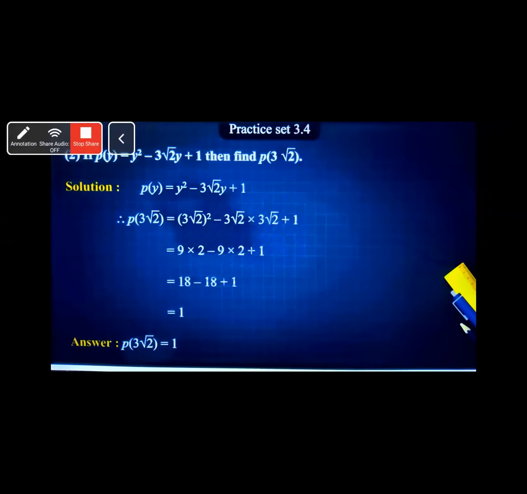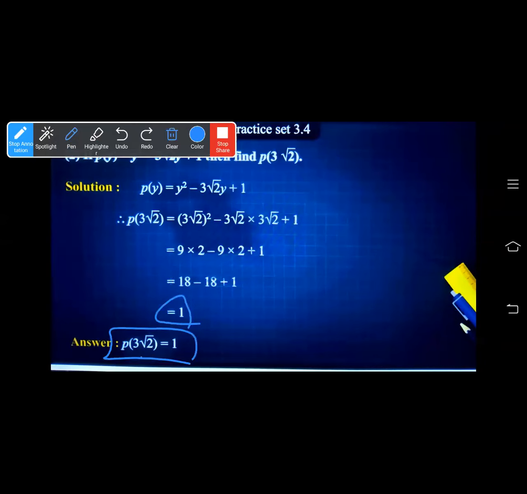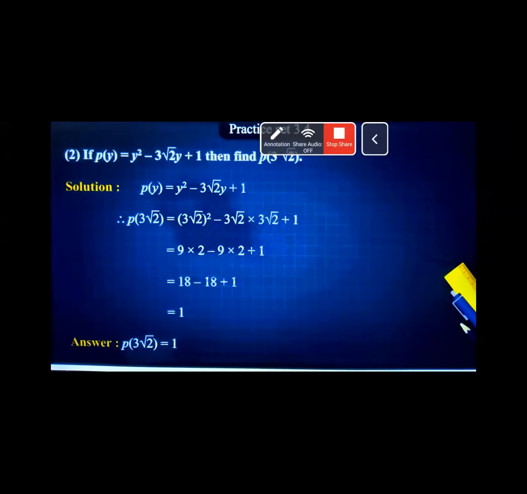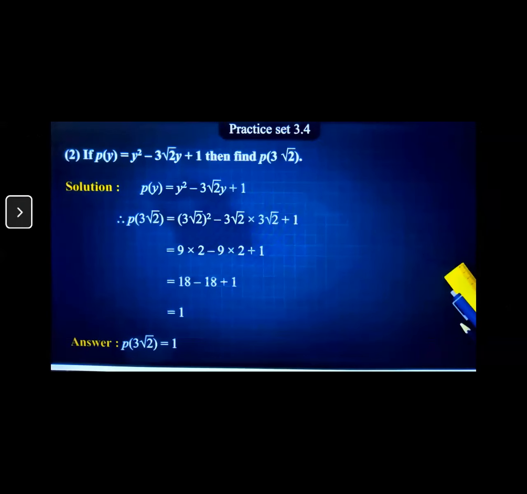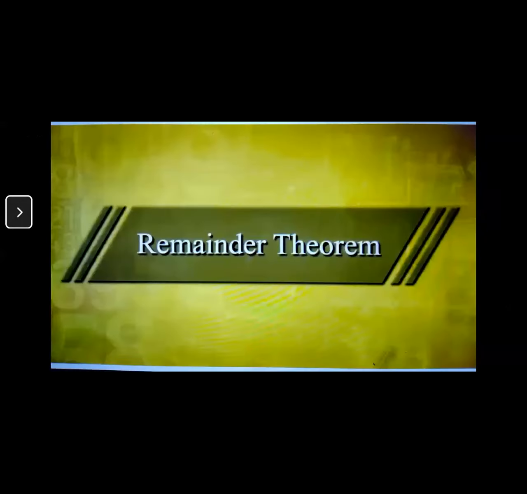For the value of P of y is equal to y square minus 3 root 2y plus 1, then find P of 3 root 2. You will get the value P of 3 root 2 as 1. Let's move towards the remainder theorem.